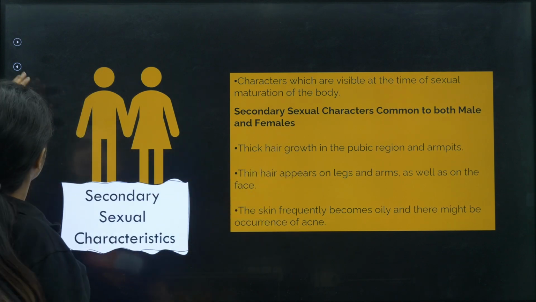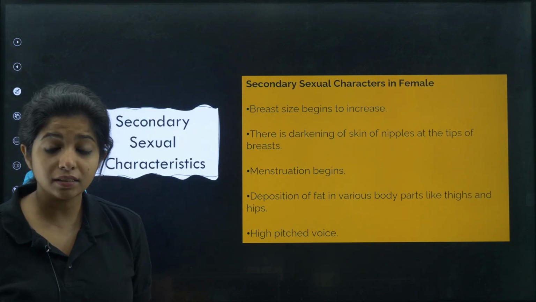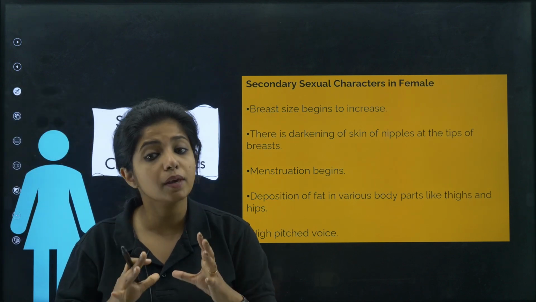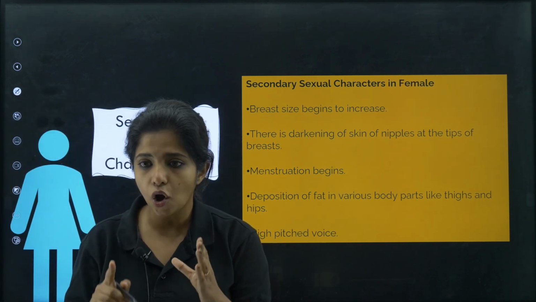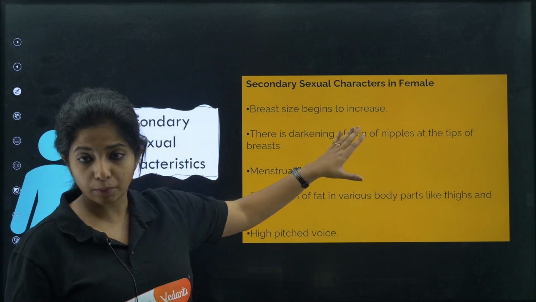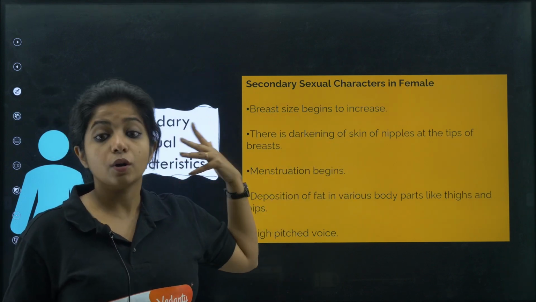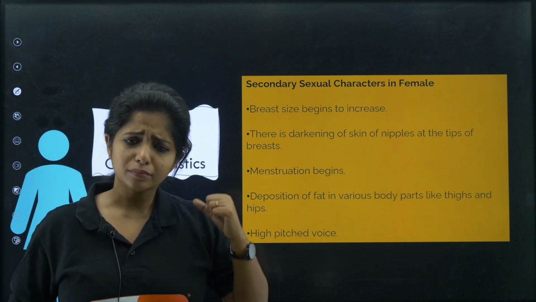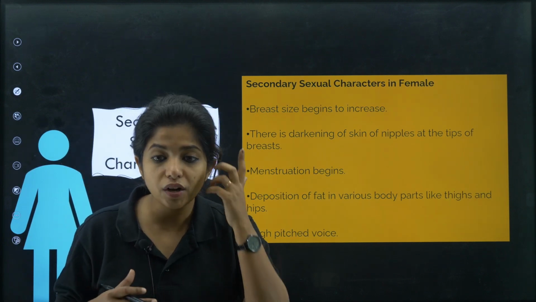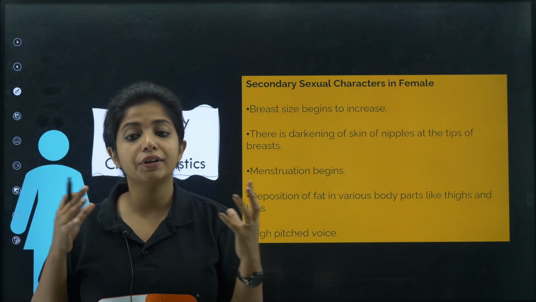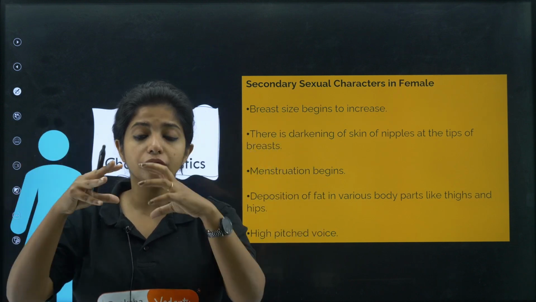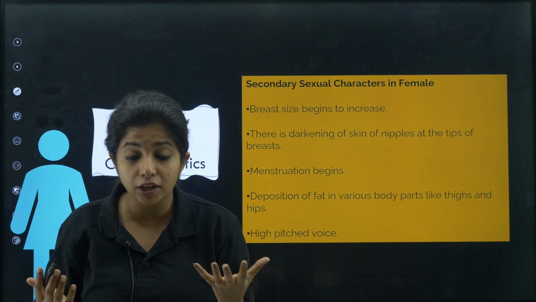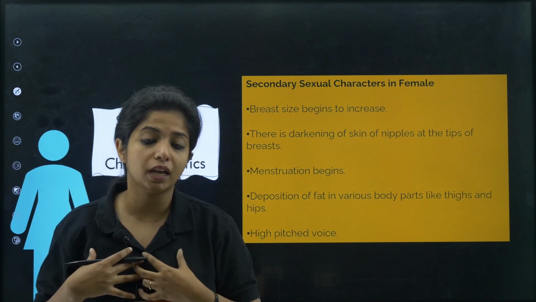Very important question. Now talking about the next thing, there are certain characters which are unique to females only. First thing, breast size begins to increase. Second thing, the darkening of the skin of the nipple region. Now menstruation also begins. Menstruation is what? Basically the uterus of a female is always being ready for fertilization to happen. The male and the female gametes fuse, and a zygote is formed. This zygote has to have nourishment, and this nourishment is provided with the help of the uterus.